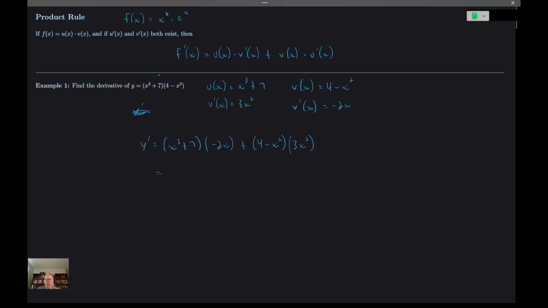Now, once you get this formula down, you're probably good, and then you may make a mistake if you're not careful. So be careful with simplifying. So let's distribute the negative 2x. So we get negative 2x to the fourth minus 14x. Distribute the 3x squared. We get plus 12x squared minus 3x to the fourth. And combine your like terms, we get negative 5x to the fourth minus 14x plus 12x squared. And then that is our derivative.